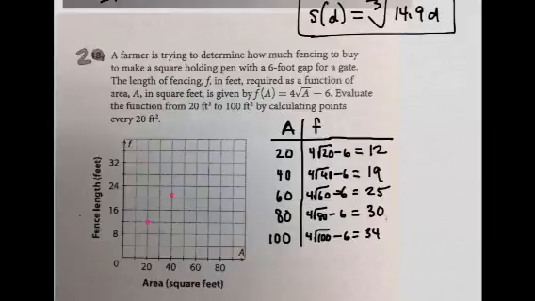(60, 25) would be about here. And (80, 30). So 28. So (80, 30) would be halfway between, right there in the middle of that square. And then (100, 34). So (100, 34) would go right in the middle of that square right there. And so we connect it.